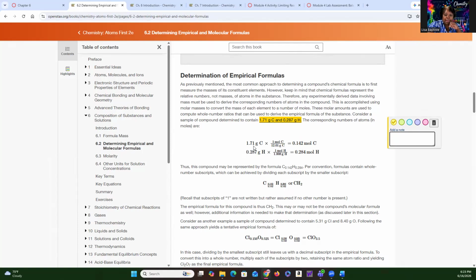So we're going to multiply by our 1 mole of carbon over 12.01 grams of carbon. Remember, that's from the periodic table. And then 1 mole of hydrogen over 1.008 grams of hydrogen. Our grams are going to cancel out, and we're left with moles. So we get 0.142 moles of carbon and 0.284 moles of hydrogen. We want to determine which one is the smaller of the two numbers. It's the 0.142 moles of carbon.